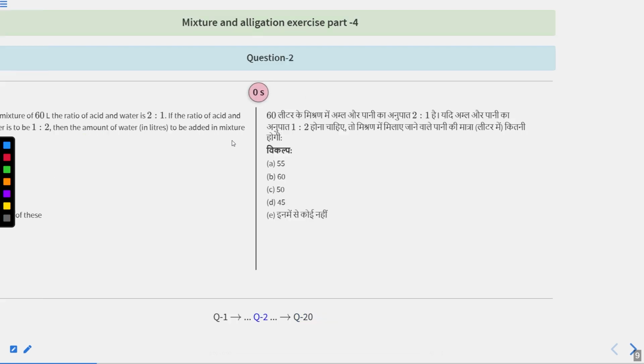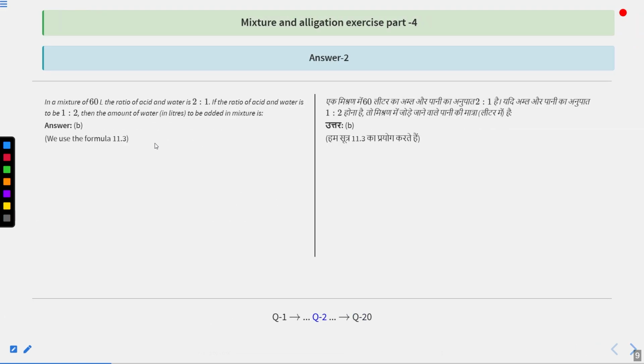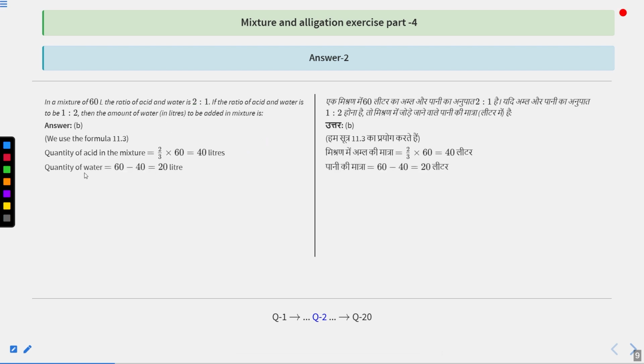Now time's up. Let's see the solution. Now the question says that we are going to use formula 11.3, the alligation or mixture formula. So the quantity of acid in the mixture will be 2 by 3 of 60, which is 40 liter. Clear? Because total is 3 unit. So 3 unit is equal to 60, so 2 unit will be 40 liter. In the same way, water will be 60 minus 40. We get the quantity of water, which is 20 liter.